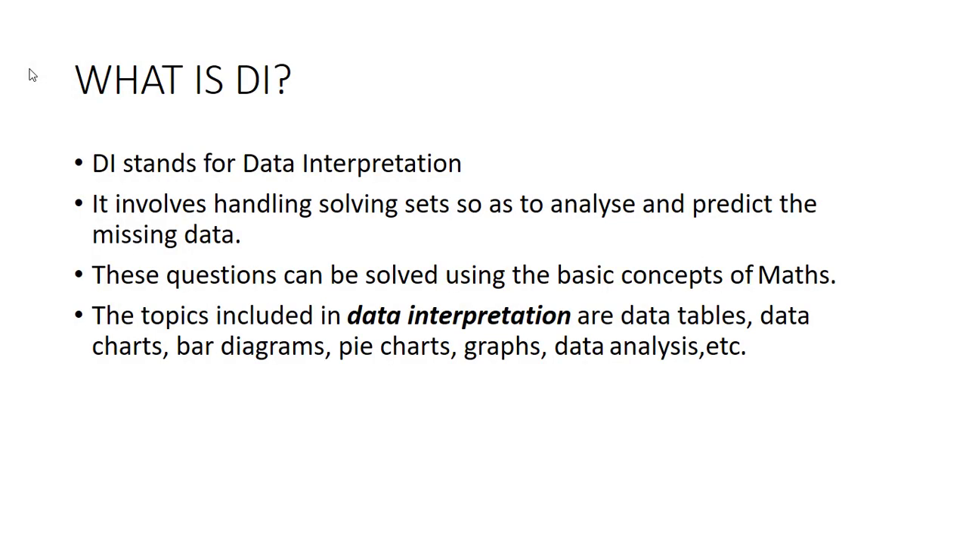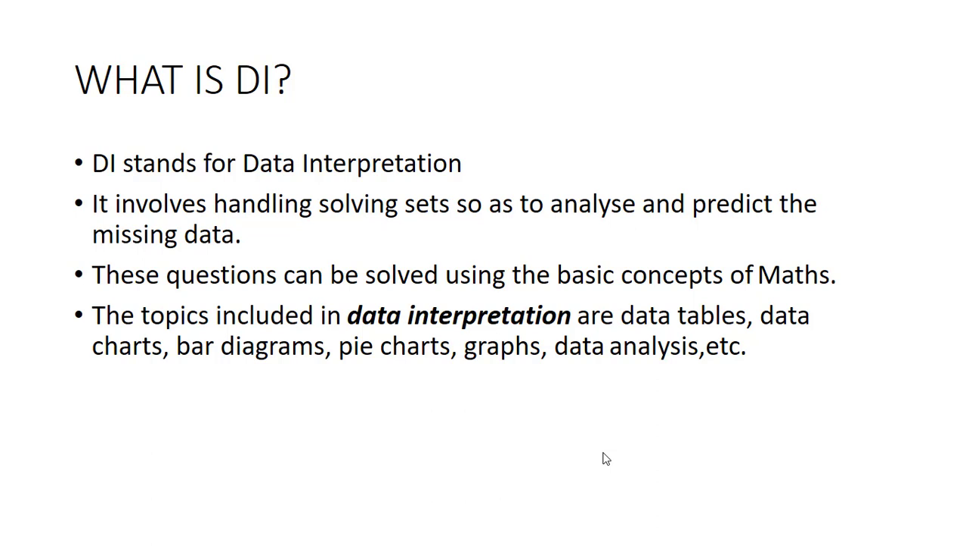So first we will see what is DI. DI stands for data interpretation. It involves solving sets so as to analyze and predict the missing data. The topics included in data interpretation are data tables, data charts, bar diagrams, pie charts, graphs, data analysis, etc. You will be given such sets and you will have 4 questions in each set in the CAT examination, and you have to solve and analyze the data in these sets so as to get the right answer.